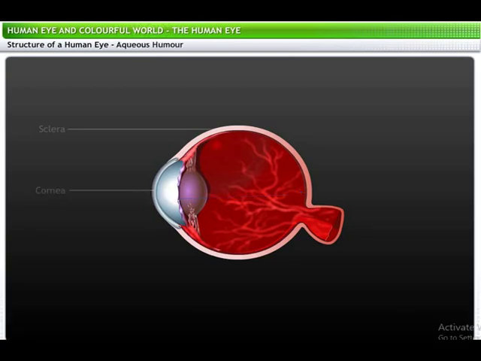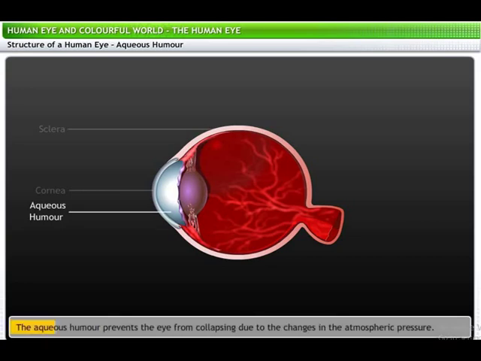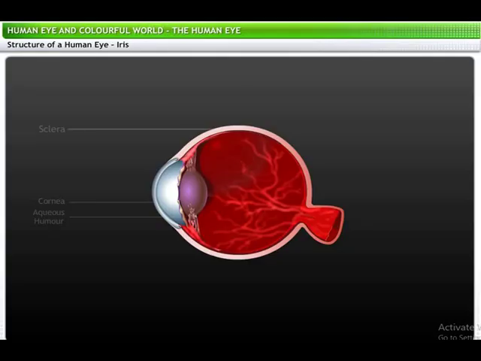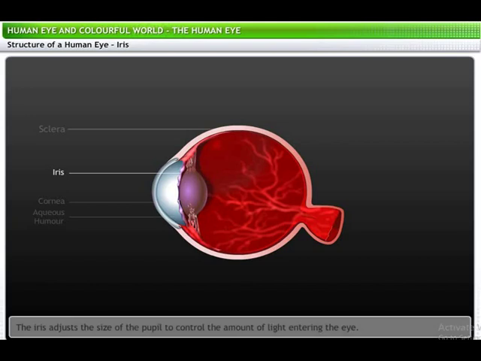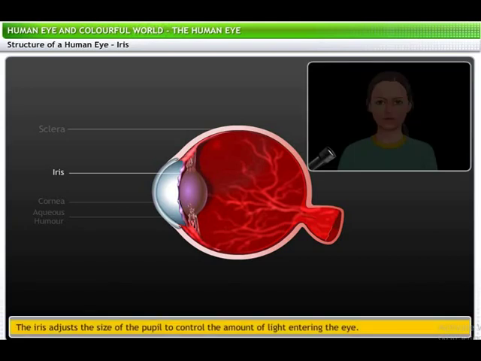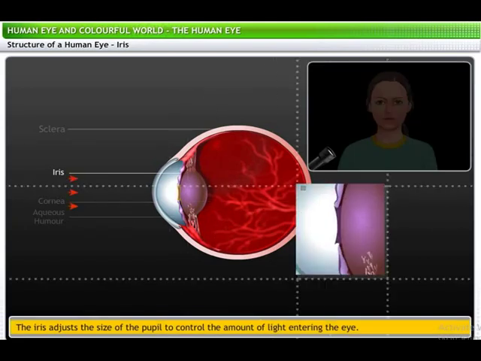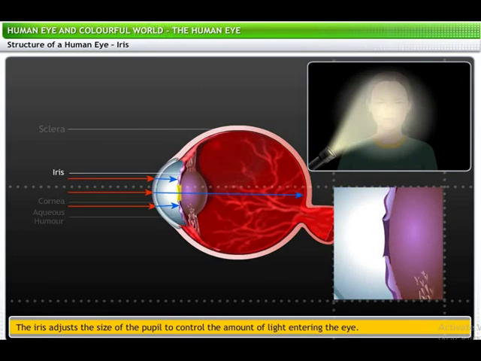Behind the cornea lies a jelly-like substance called the aqueous humor. It enables the eye to cope with the changes in the atmospheric pressure. The iris forms the colored part of the eye. The iris adjusts the size of a tiny hole called the pupil to control the amount of light entering the eye.